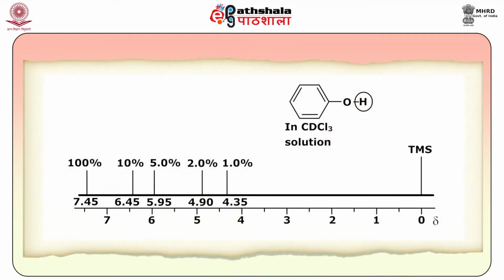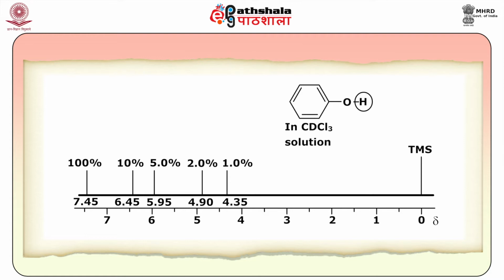The more acidic hydroxyl group of phenol also shows similar concentration dependence to that of alcohols. The phenolic OH peak at different percent concentrations of phenol in CDCl3, that is deuterated chloroform, are shown and we will discuss it. CH signals are not shown here.